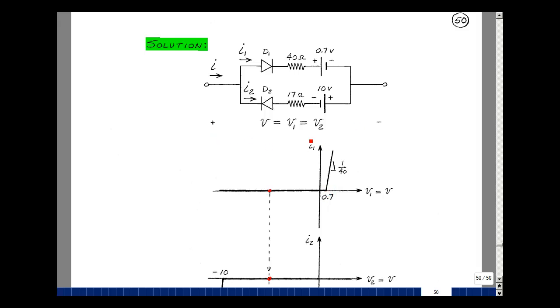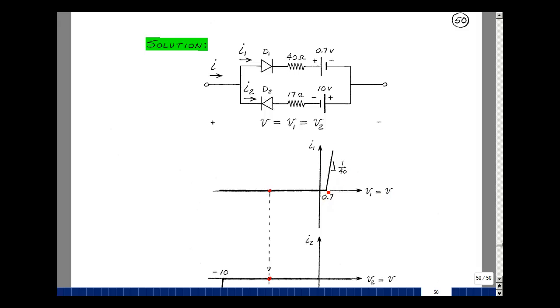If this voltage starts to increase, this becomes a short circuit. This is still 0.7, so any change in voltage would appear across this resistor. The change in voltage over the change in current would be 40 ohms. We're plotting current here and voltage here. The slope of this would be conductance, or 1 over 40 ohms.